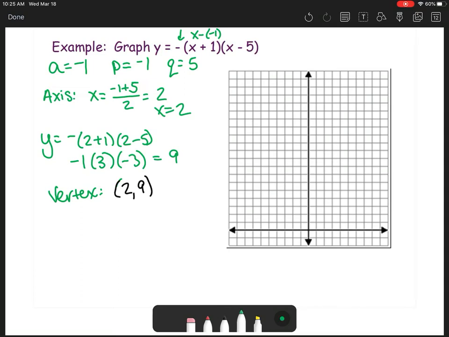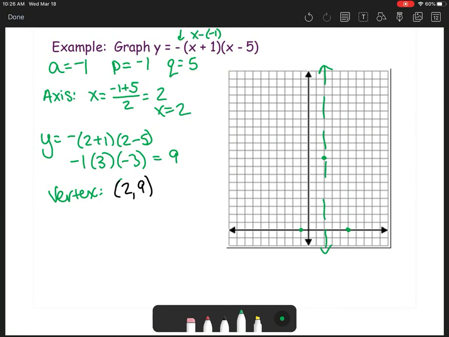So let's go over to our graph paper and plot all of the things we know and see if we can figure out what the parabola looks like. So we're going to have an axis of symmetry at x equals 2. Right there. Remember, those are dashed lines. And we have a vertex of 2, 9. Right up there. Our intercepts of -1 and +5. Right there. And that gives us a decent idea of where our parabola goes.